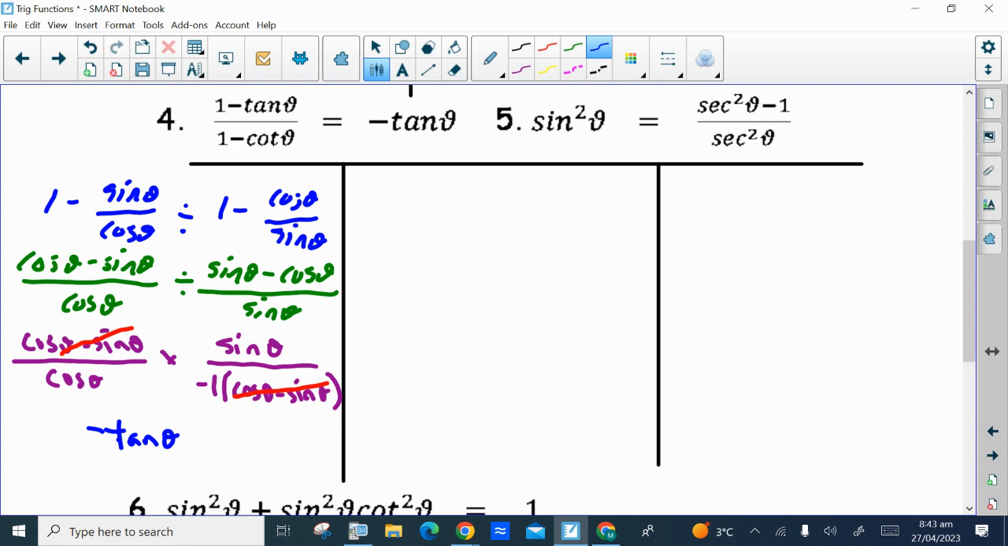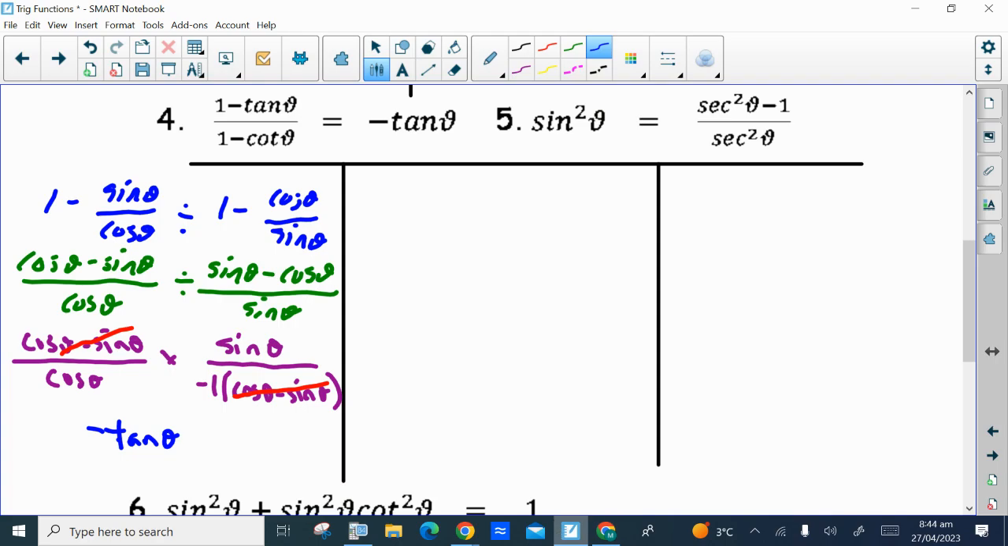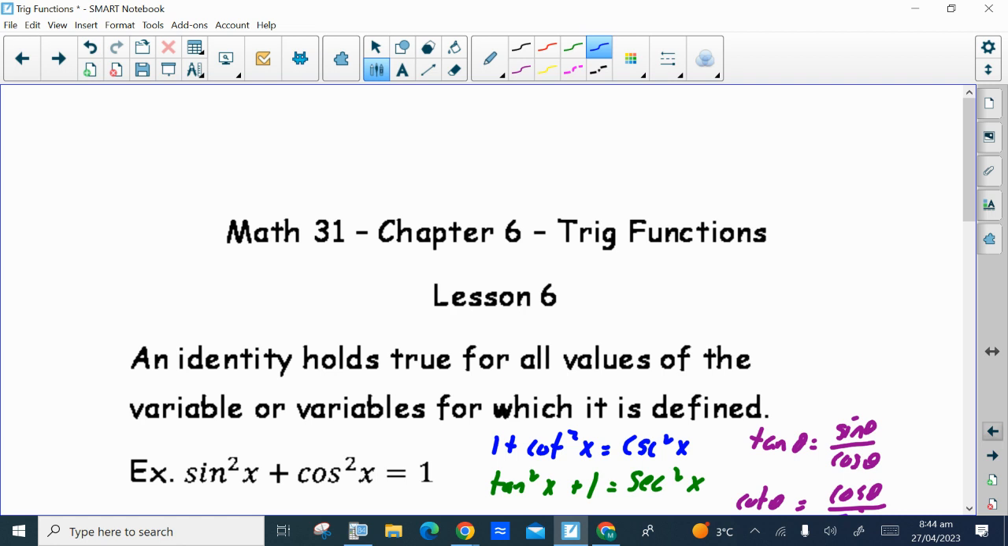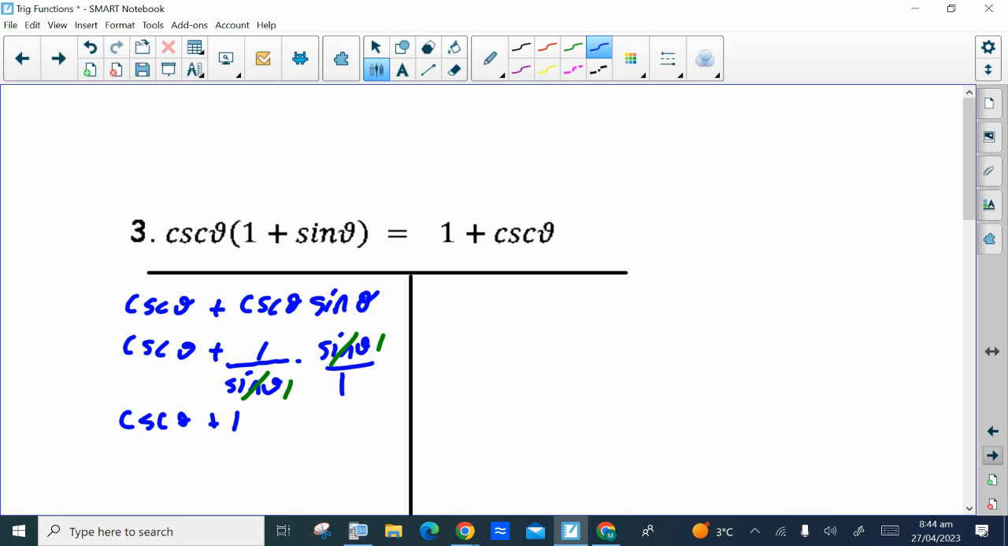Number 5. I've got sine squared theta on the left. On the right, sec squared theta minus 1 all over sec squared theta. So because we see those squareds, we'll see if we can use one of the Pythagorean identities. So we wrote them on the previous page. If you look at this second one here, if you subtract the 1 from both sides, you'll get sec squared theta minus 1 on the right equals tan squared theta on the left. So that's what I would do. Sec squared theta minus 1 is equal to tan squared theta.